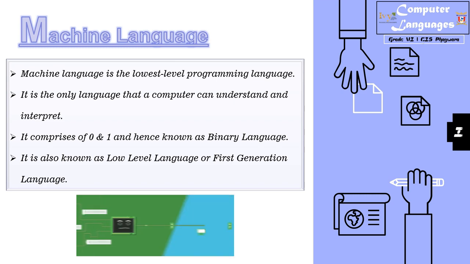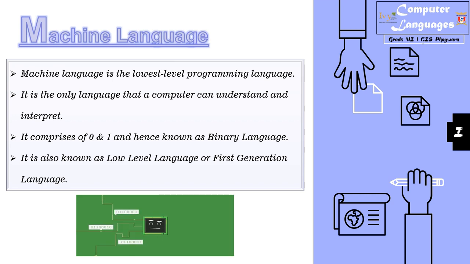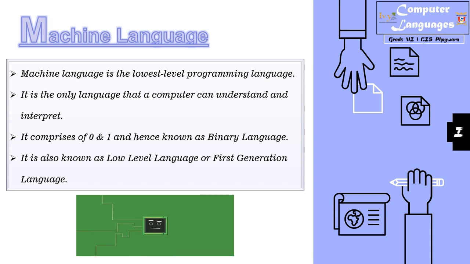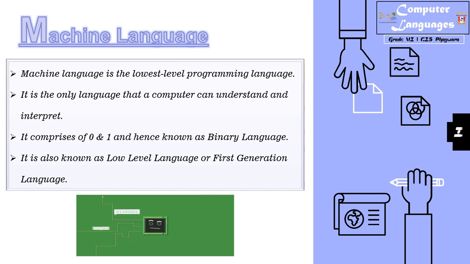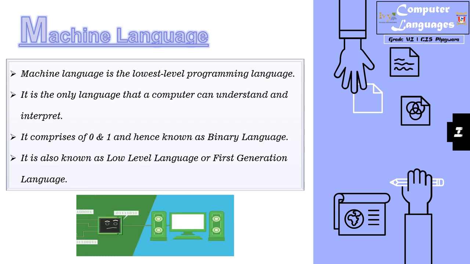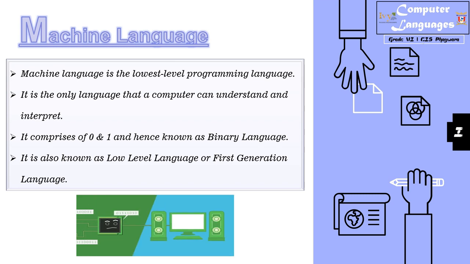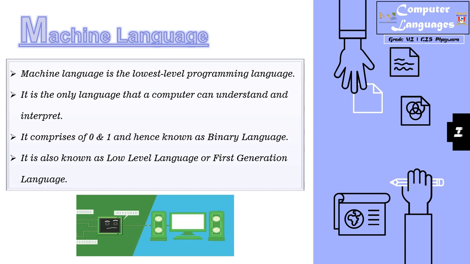Machine language is the lowest level programming language. It is the only language that a computer can understand and interpret. It is basically comprised of zeros and ones, where 1 means on state and 0 means off state, or simply a yes or a no. That is what makes it a digital and more accurate language. So basically, no time is wasted in translation of this language to machine readable form.